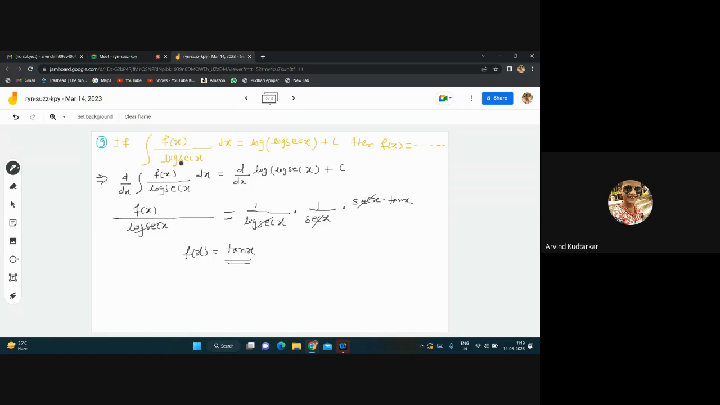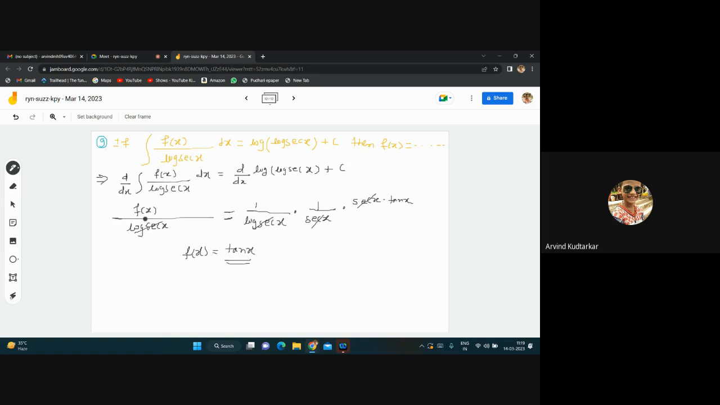So the integration of f of x by log of sec x dx is log of sec x plus c, and we need to find the function. The function of x is not known, and that has to be determined. We need to find f of x by taking the differential on both sides. Otherwise, how is it possible to remove the integration? So the integration will be removed by taking the differential on both sides. If you take the derivative, the differential and integral get cancelled and only the function remains.